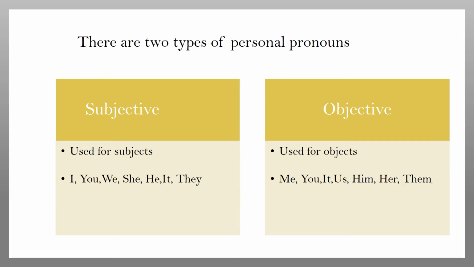Let's see what is subjective pronoun. It is used for subject. We already know subjects do the action of the verb. I, you, we, she, he, it, they act as subjective pronouns. Let's see what is objective pronoun. It is used for object. We already know objects receive the action of the verb. Me, you, it, us, him, her, them act as objective pronouns.